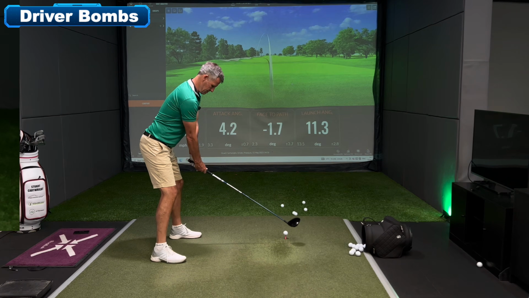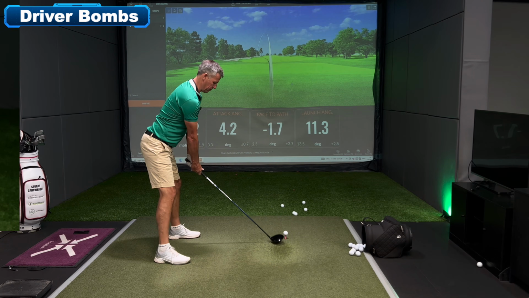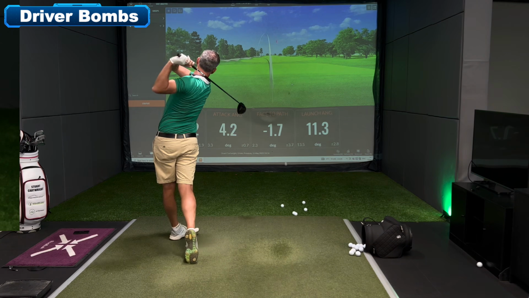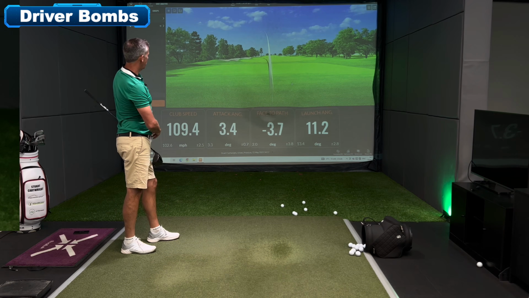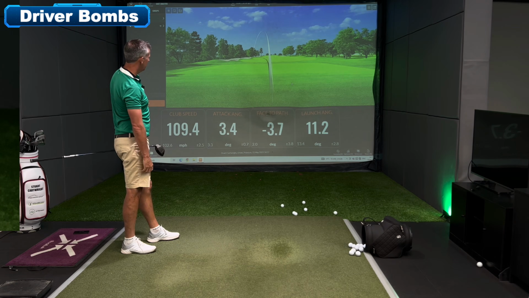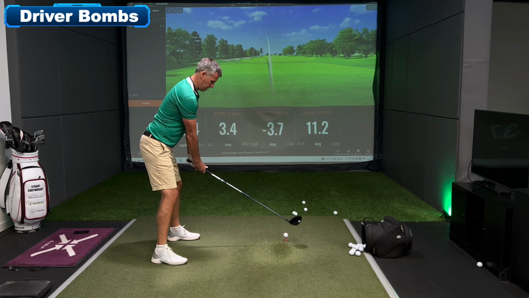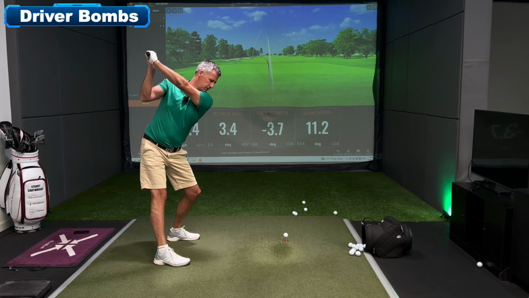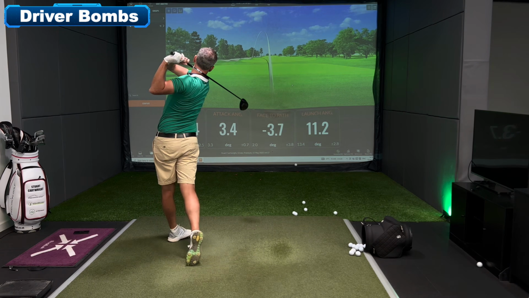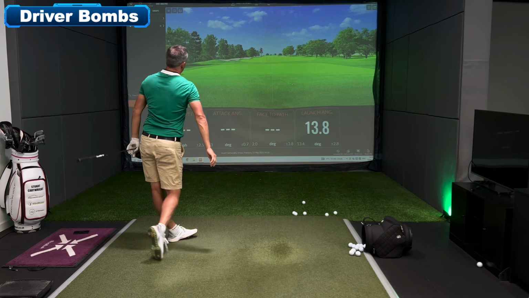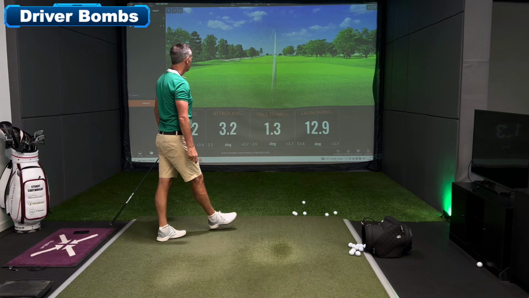So let's go again. I'm going to turn it up a notch and go a little bit longer in my backswing and give you a slightly faster swing. But again, still draw bias, but you can see once again the launch angle has come down. I think I'll end on that one.